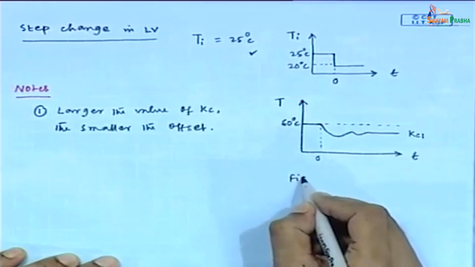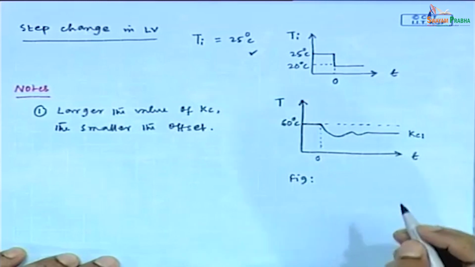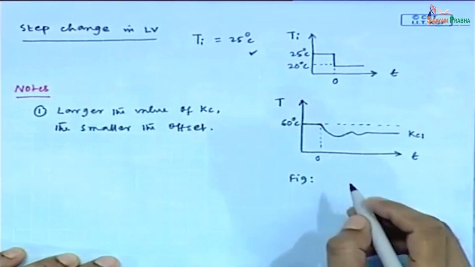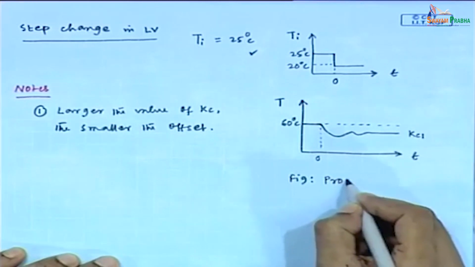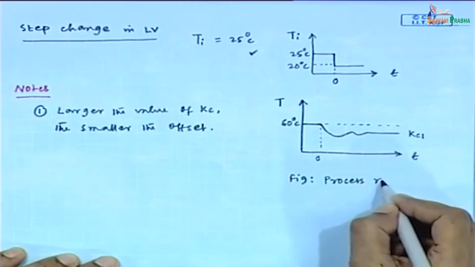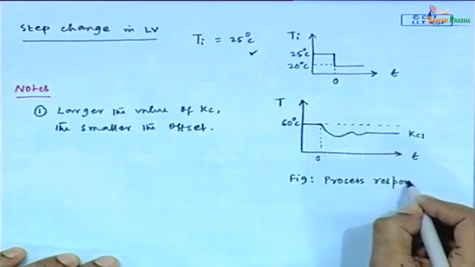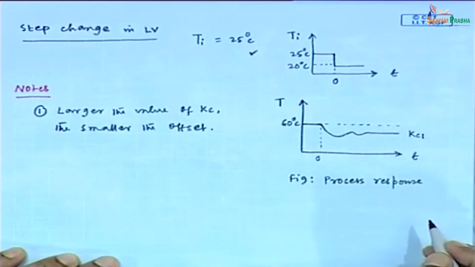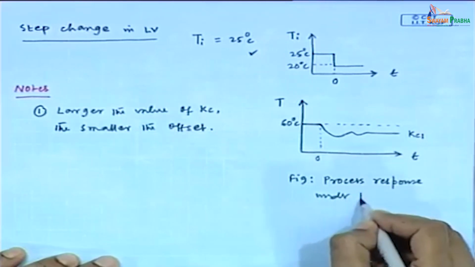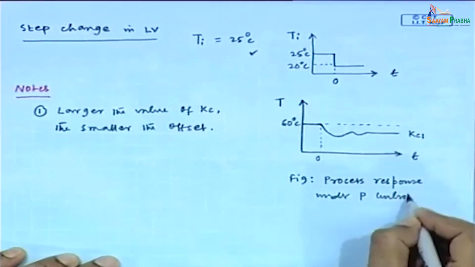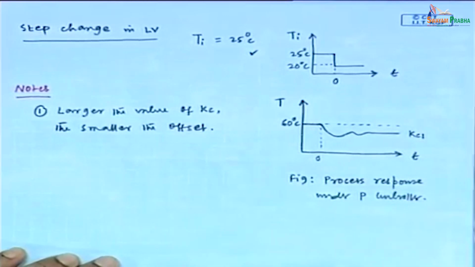So, we can write the title as process response under P only controller. Fine. A P only controller is employed around that tank heater.